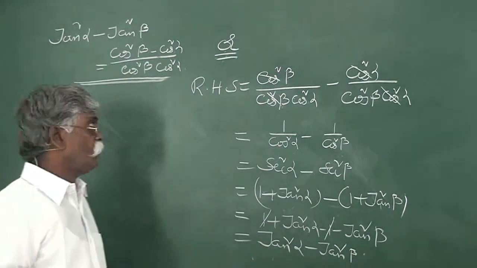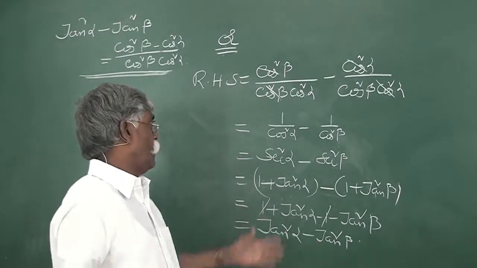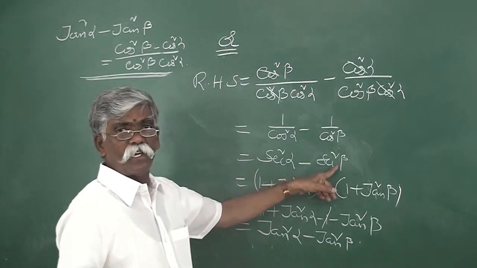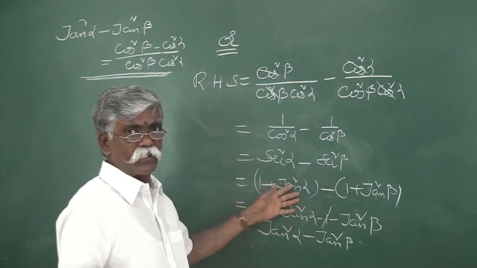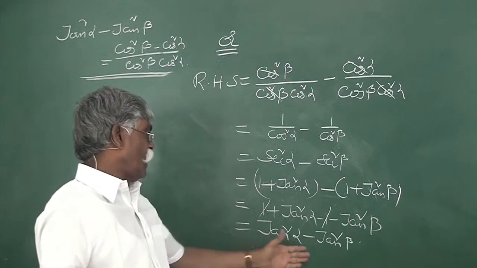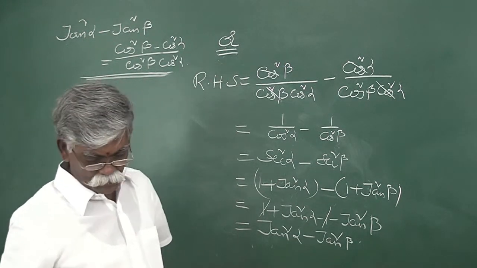So we have taken the right hand side, split it into 2, and thereby 1 by cos square alpha is written as secant square alpha, 1 by cos square beta is secant square beta, and this is converted in terms of tans because the answer on the left hand side is in terms of tan. So finally we could arrive at the answer tan square alpha minus tan square beta.